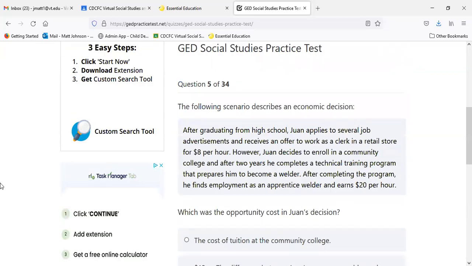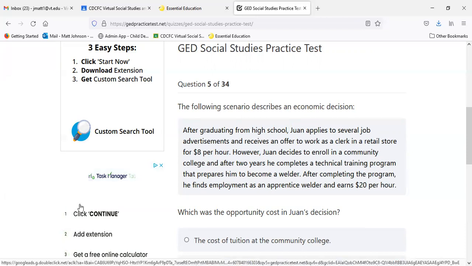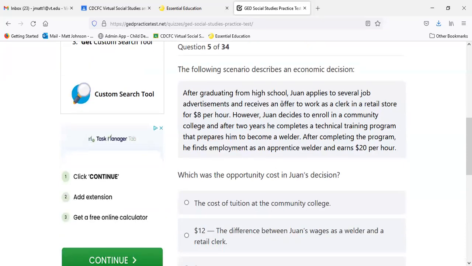Okay, next one. This scenario describes an economic decision. After graduating from high school, Juan applies to several job advertisements and receives an offer to work as a clerk in a retail store for $8 per hour. However, Juan decides to enroll in a community college, and after 2 years, he completes a technical training program that prepares him to become a welder. After completing the program, he finds employment as an apprentice welder and earns $20 per hour. Which was the opportunity cost in Juan's decision?